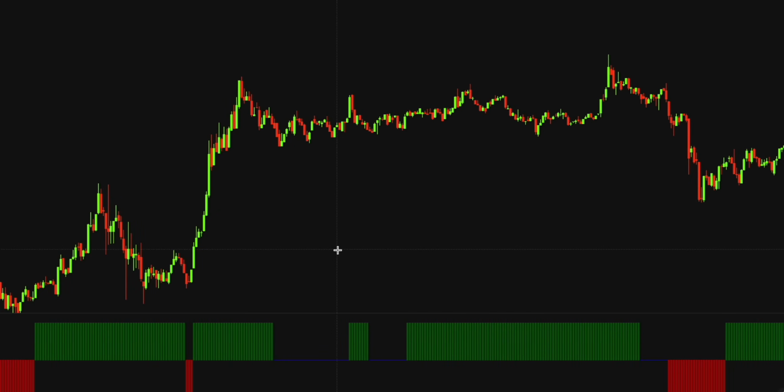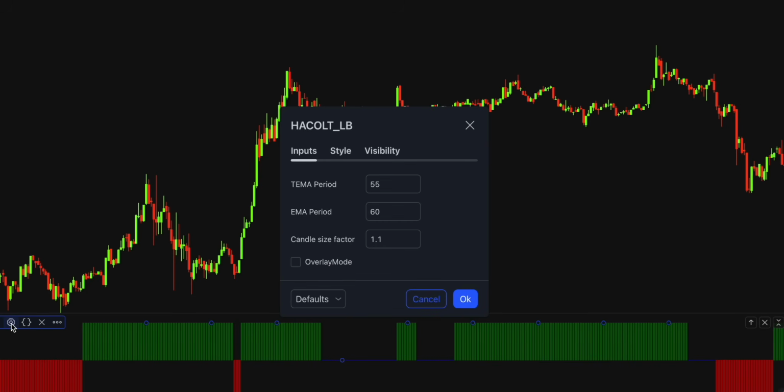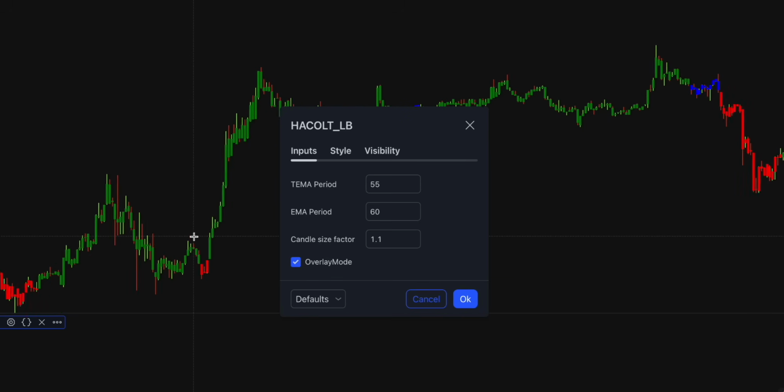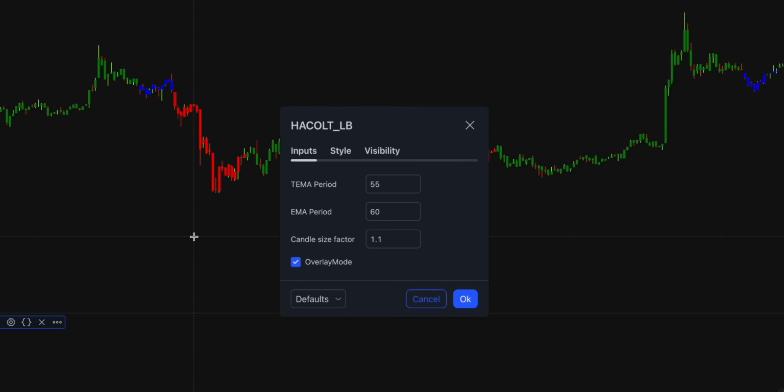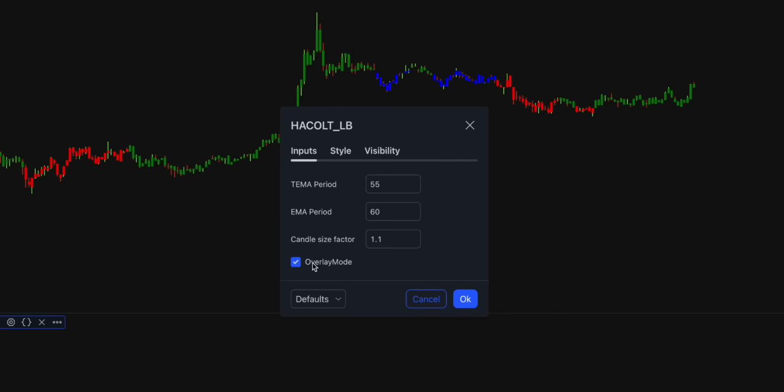In the indicator settings, we find a few customization options. We can change the TEMA and EMA length, which will affect the indicator's sensitivity. Signals are more frequent when the number is smaller. The candle size factor can also be adjusted. This affects how smooth the indicator is. Finally, we can enable the overlay mode, which transforms the indicator from the oscillator to colored candles. In our strategy, we will leave the indicator settings as default.